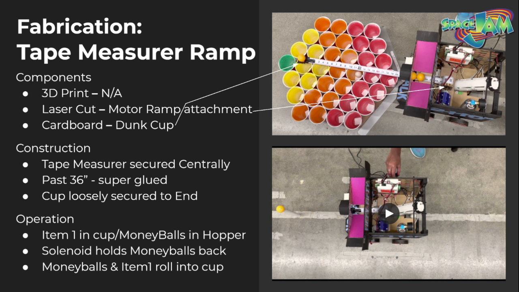So in operation, it collects all the items and then it begins to extend with the lower ball on the front. Then the solenoid releases and the other 2 balls roll down the tape measure, knocking all 3 into the cup.